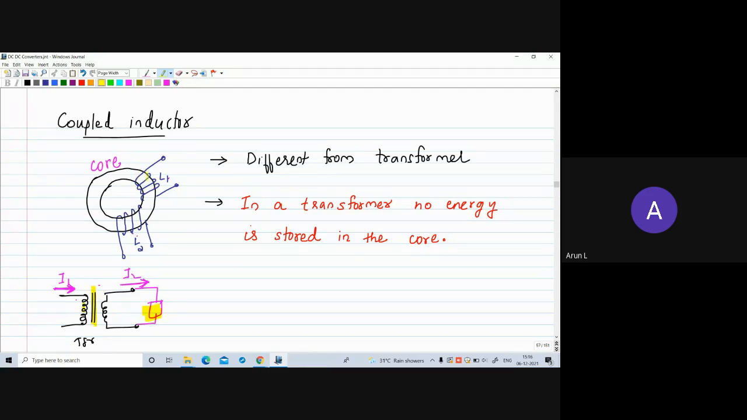Whereas in a coupled inductance, suppose we give supply to inductance L1, then current flows into L1, a magnetic field will build up, and half Li square energy is stored in this core. At that time L2 may be open, there is no issue. Then you can open circuit L1 and connect a load to L2. Then whatever energy is stored in the core will be delivered to the load using L2, by a current flowing into L2.